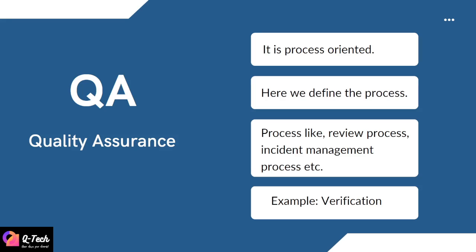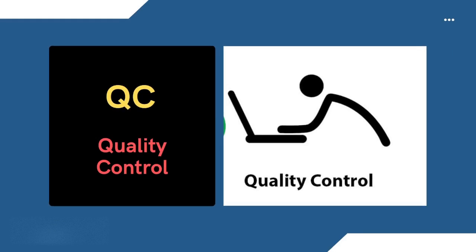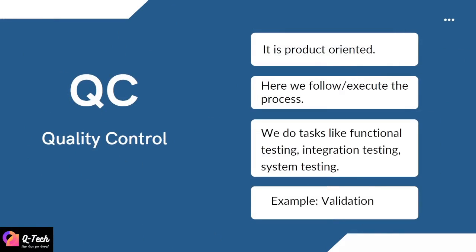So the main difference between QA and QC is that in QA we are process oriented and we define the process here, and in QC we learn more. So quality control. In quality control, that means QC, is product oriented. In QA it is process oriented, and now QC is product oriented.